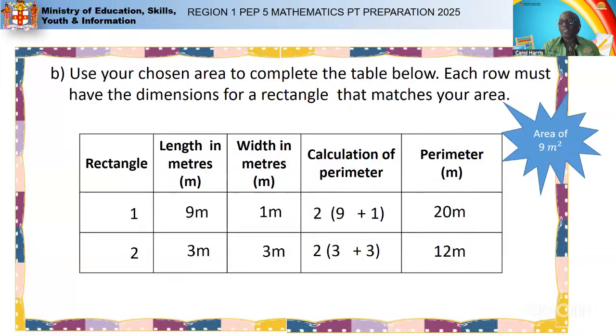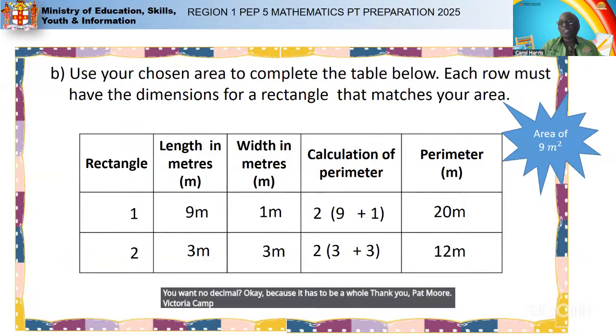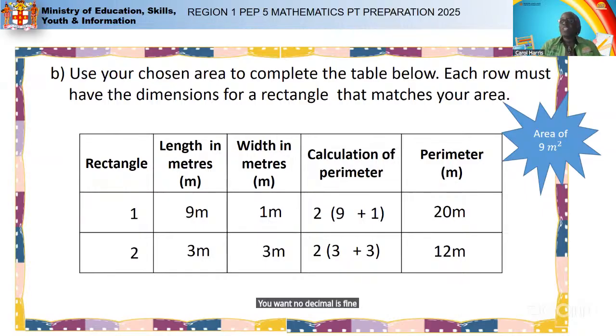You want no decimal? Okay. Because it has to be a whole number. Thank you, Padmore. Victoria Campbell, you're almost there. You want no decimal is fine, but they had said explicitly it must be whole numbers.